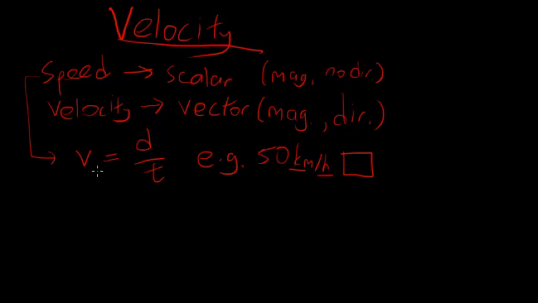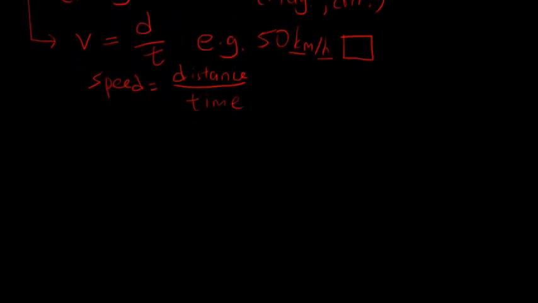So speed equals, let me just write it out in words. Speed, which is v, equals distance, which is d, over time, which is t. And that is speed. But what about velocity?